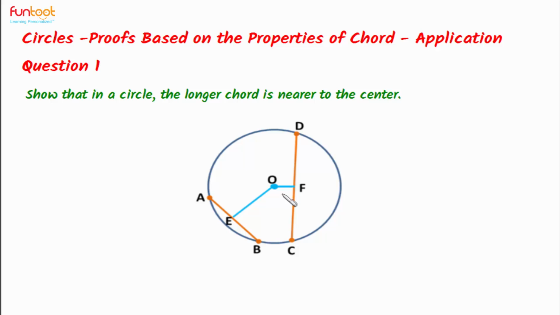Then we have to prove perpendicular distance OF of chord CD will be lesser as compared to perpendicular distance OE of chord AB. In other words, chord CD is nearer to the center as compared to chord AB.